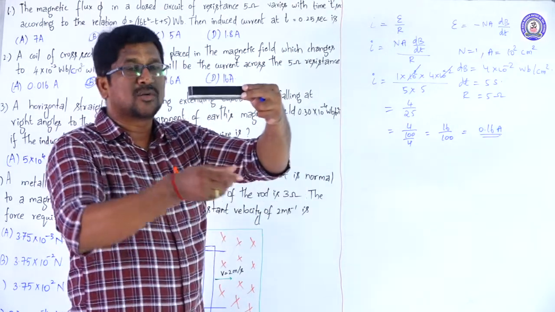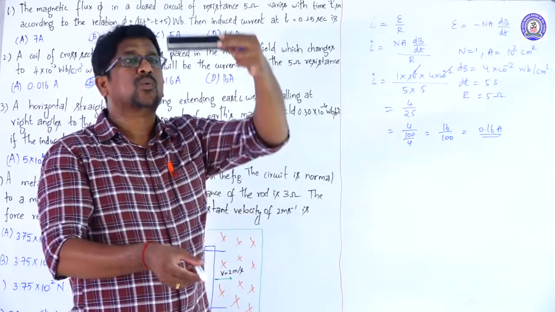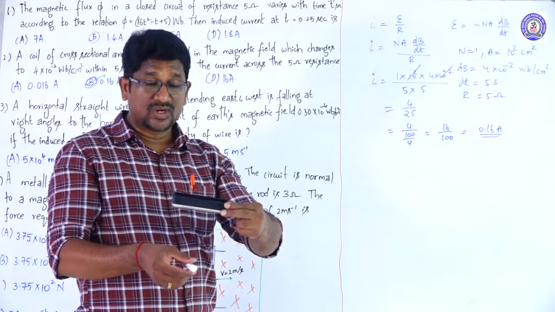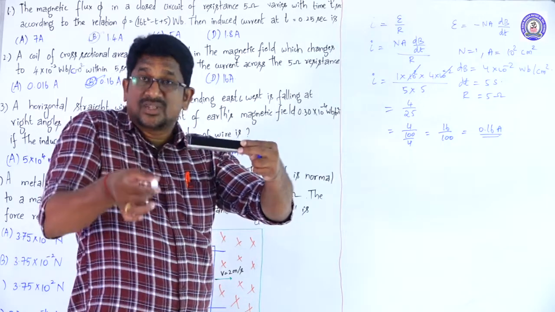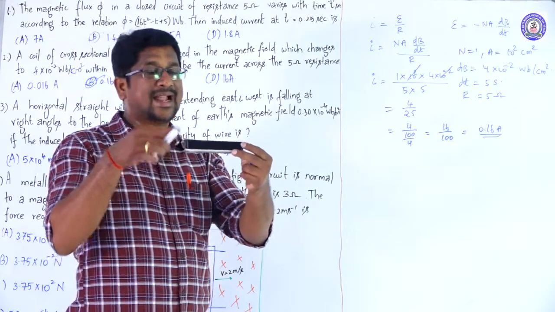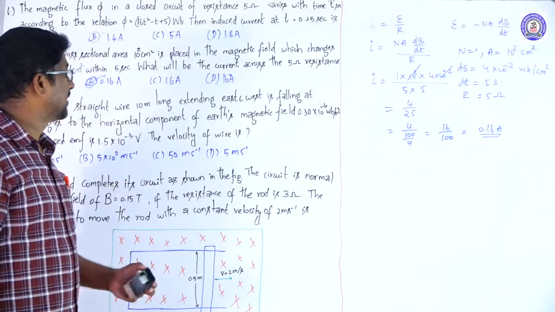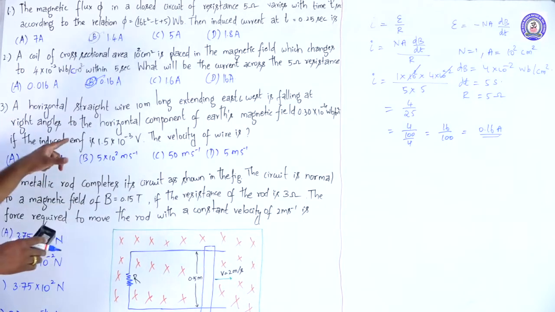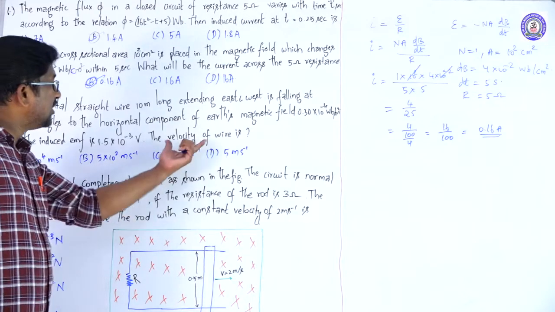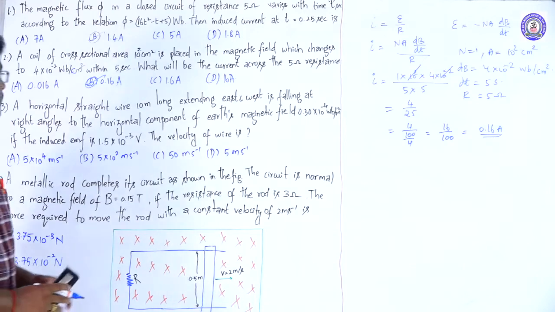Actually, the horizontal component of Earth's magnetic field always acts in the north-south direction. When the wire is falling vertically downwards, the wire cuts the horizontal component of Earth's magnetic field, right? Due to this, an EMF is induced across the wire. The induced EMF value is given as 1.5 into 10 power minus 3 volts. We need to calculate the velocity of the falling wire, right?